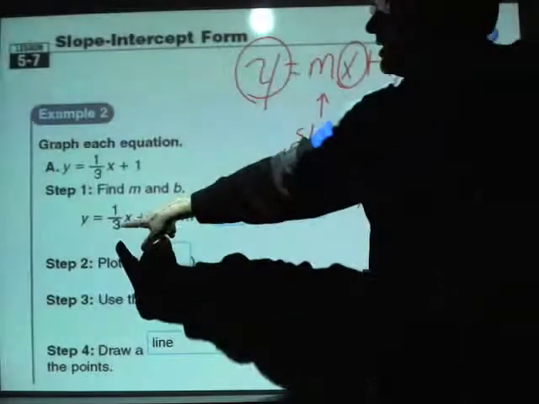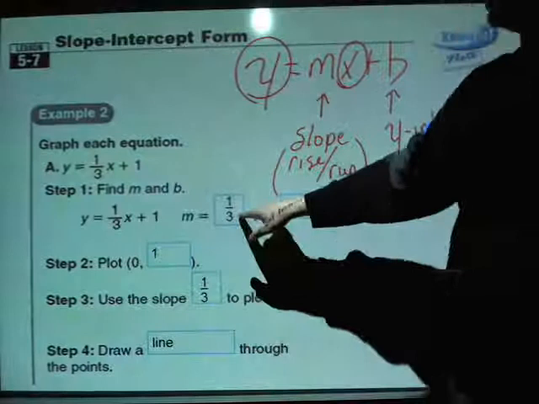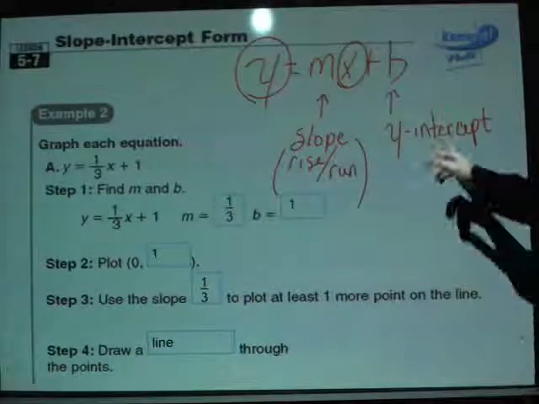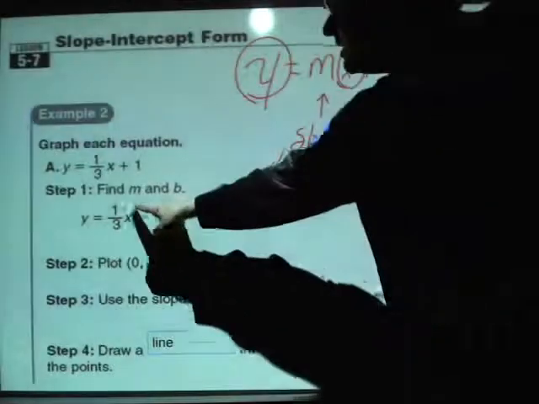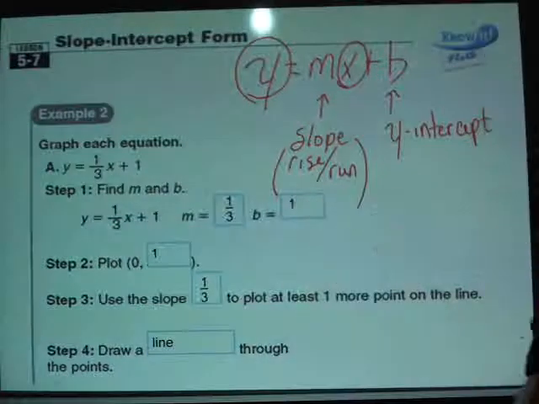So the number after the equal sign in front of the x here is a third. That means my slope is a third. My y-intercept is what it says out here at the end. In this case, it says plus 1, so my y-intercept is positive 1.